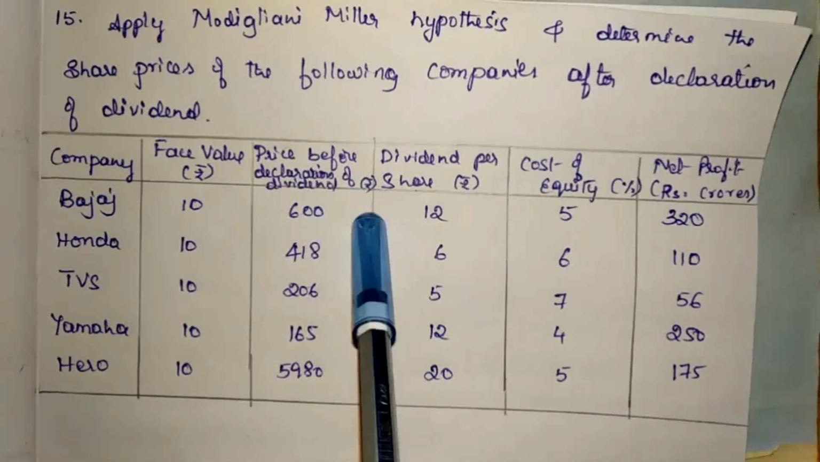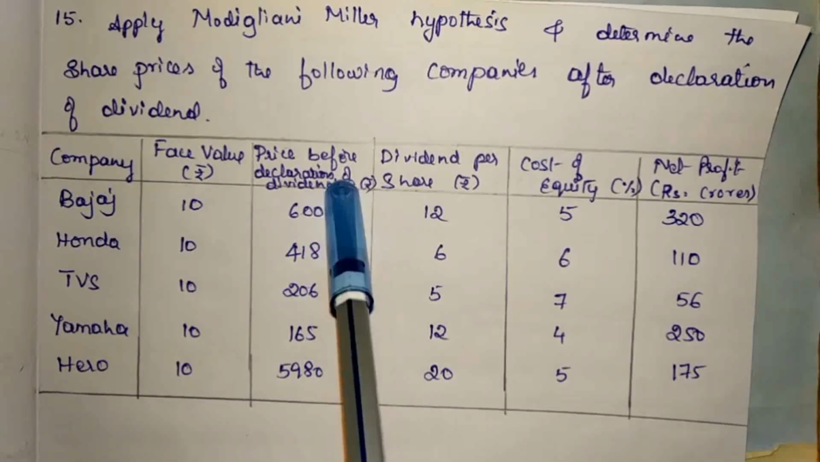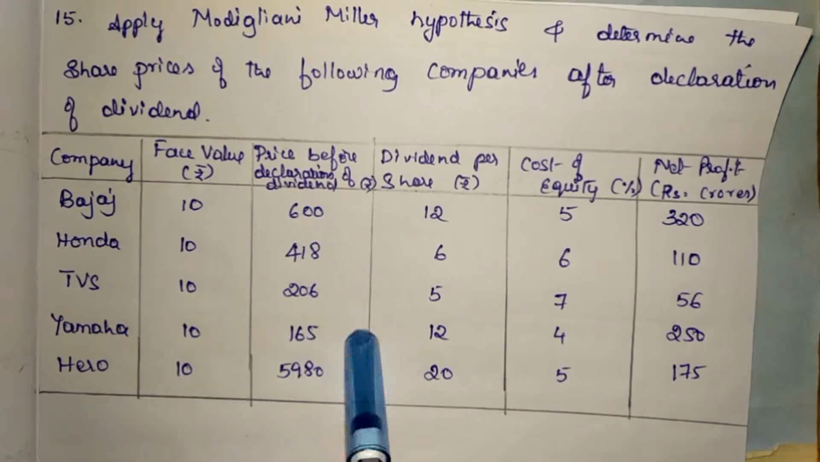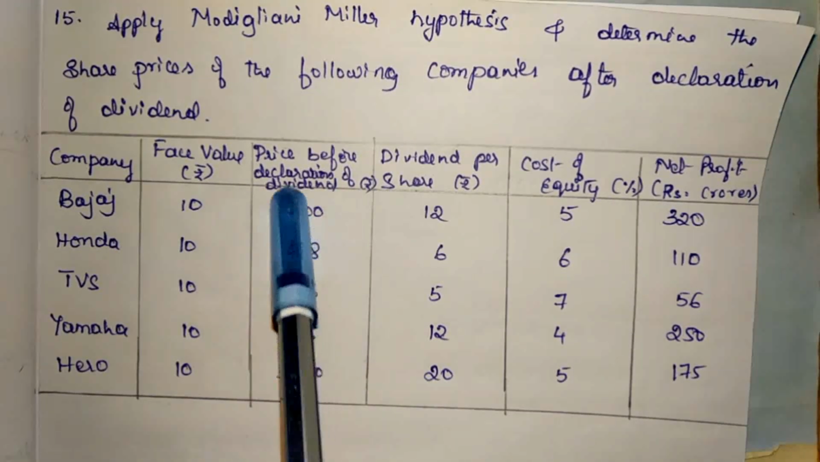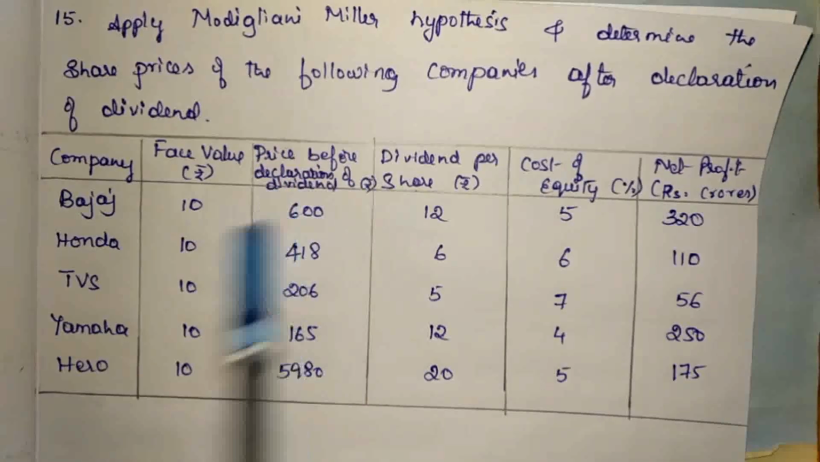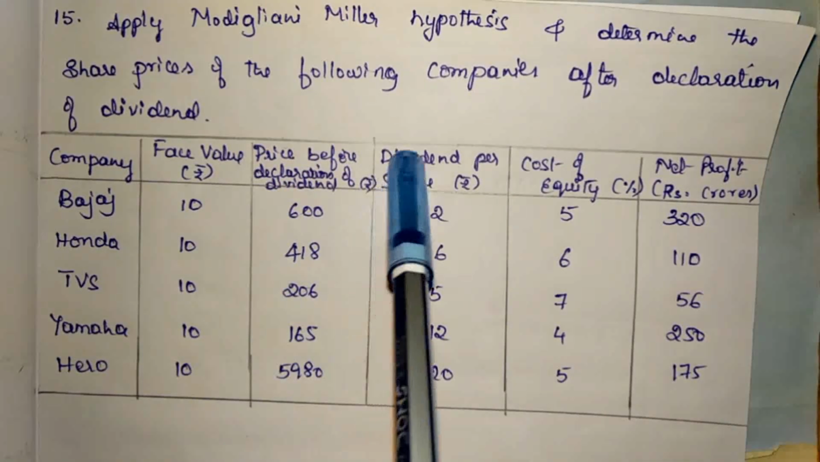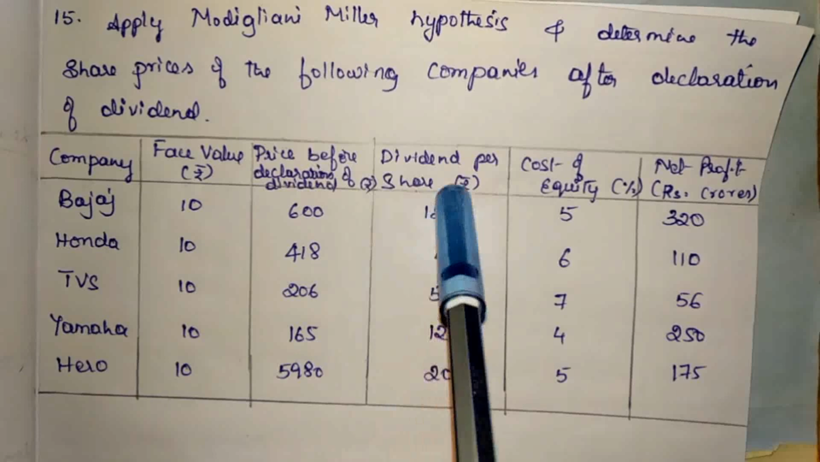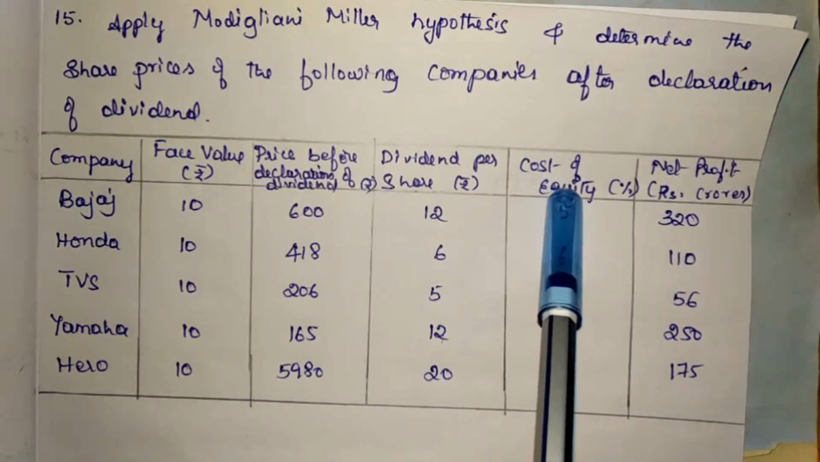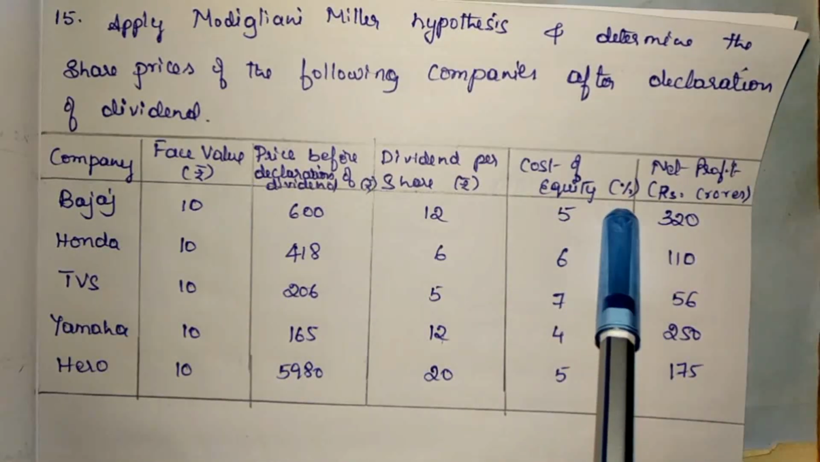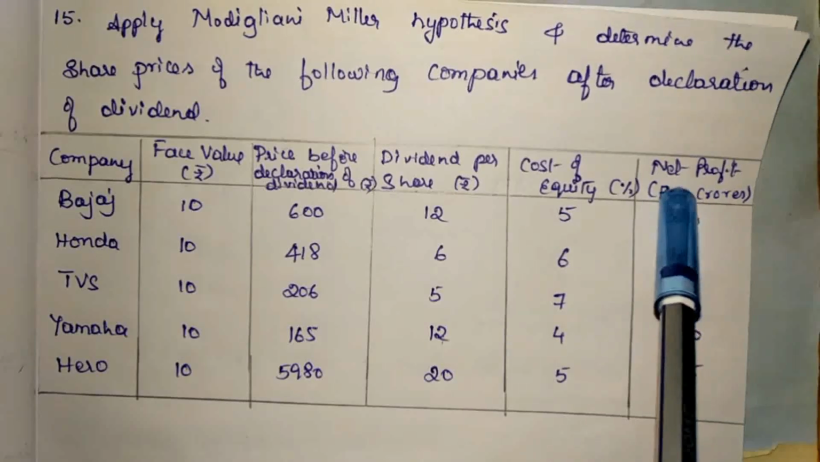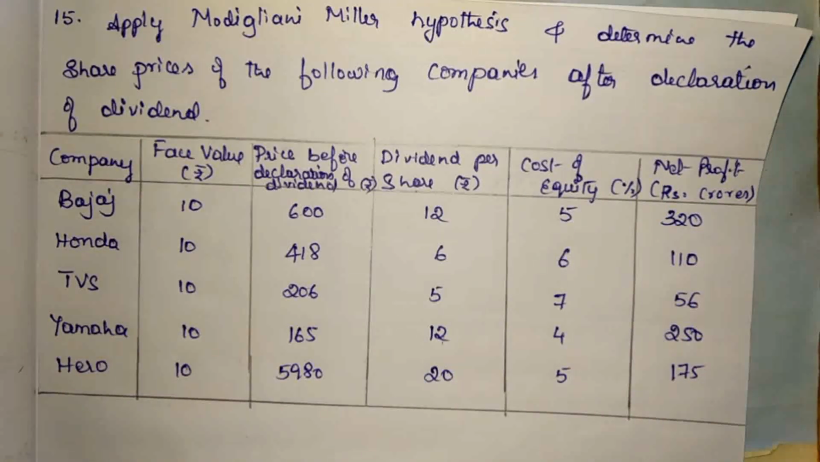Price before declaration of dividend. As per the formula, we need P0, the price at the beginning, so this is nothing but the price before declaration of dividend. Dividend per share in rupees is given. Then cost of equity in percentage. Net profit in crores is given.